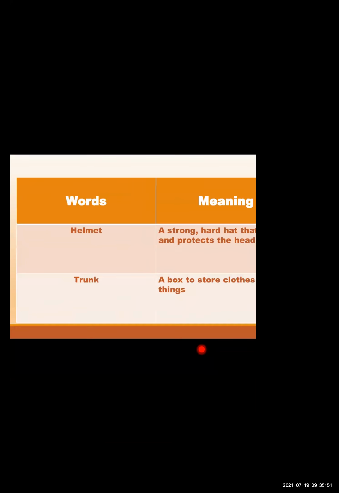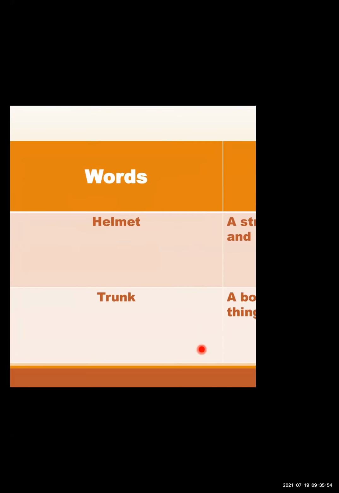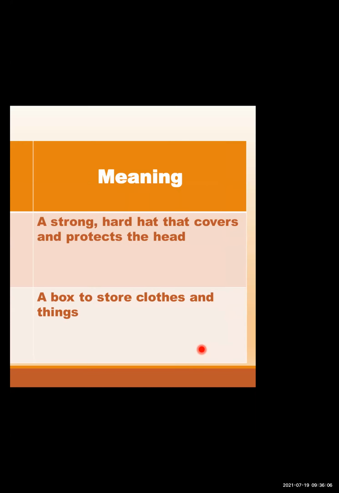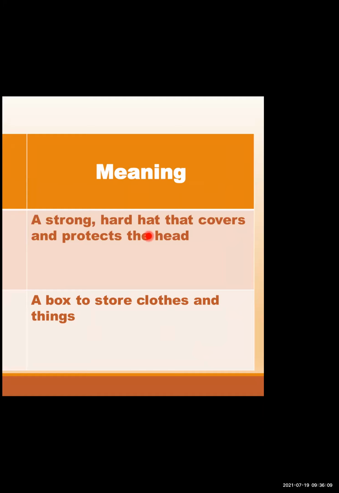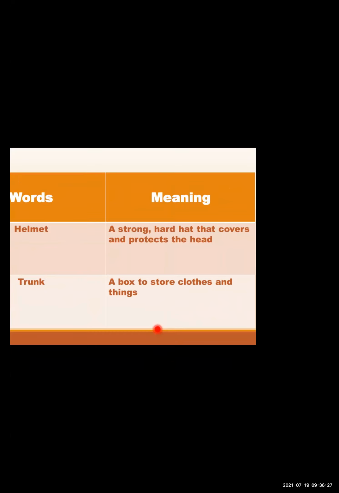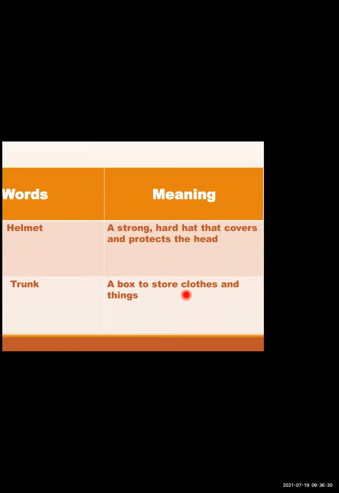Okay. So children, now see here, there are few words written. The word is helmet. So what is the meaning of helmet, children? Helmet ka matlab kya hai? A strong hard hat that covers and protects the head. Hamare sar ko protect karta hai. Yes. Okay. Next, what is trunk? Trunk kya hai? A box to store clothes and things.